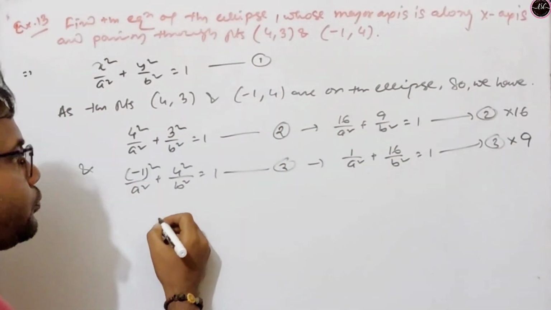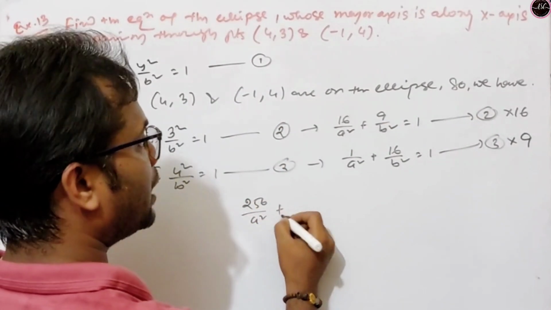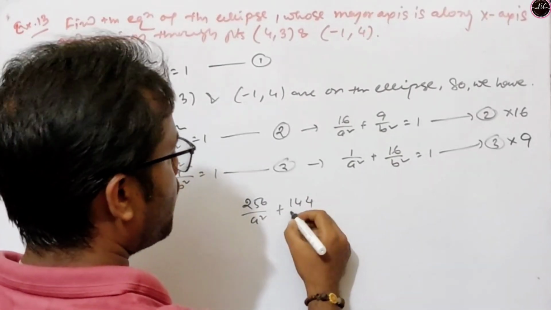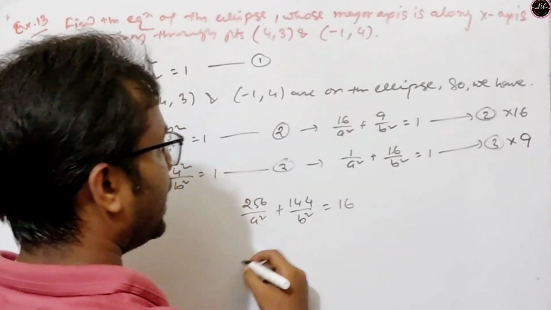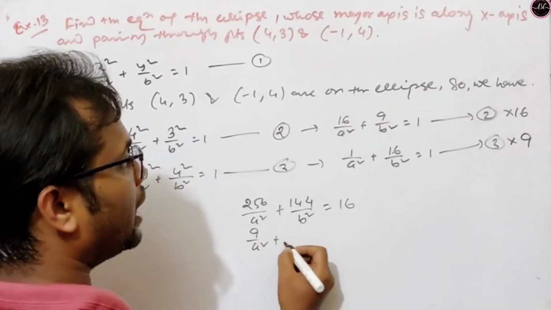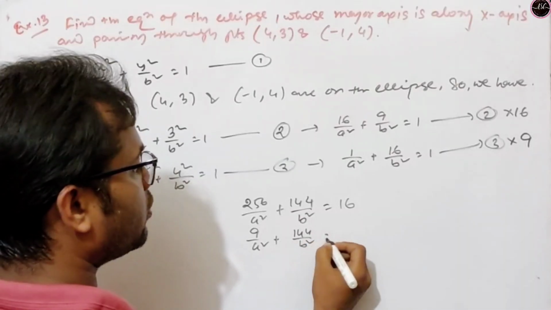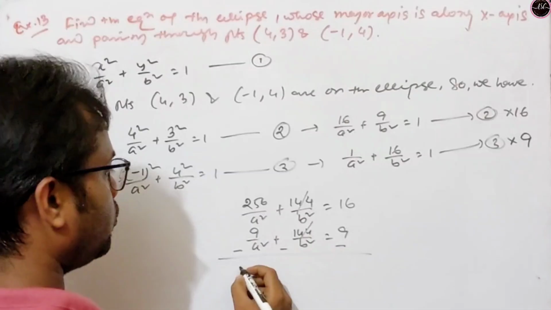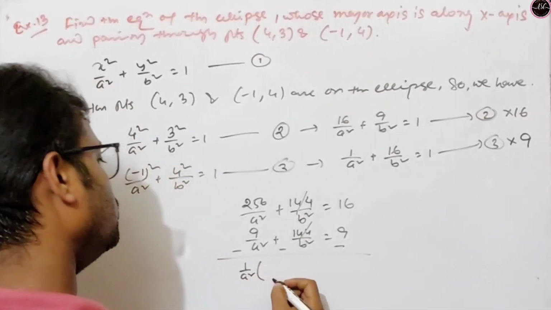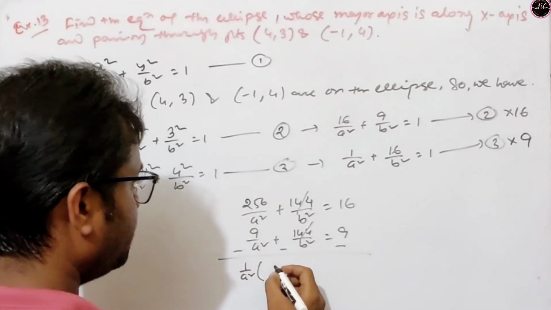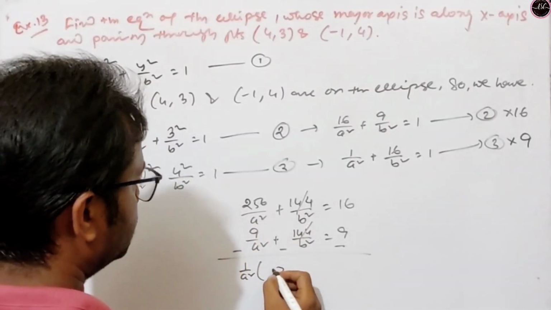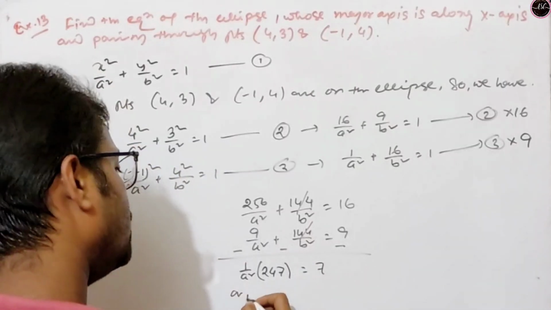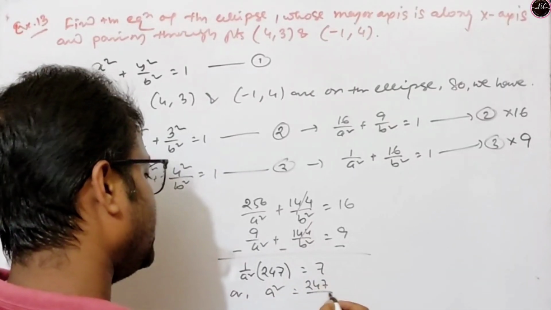We have 256 divided by a square plus 144 by b square equal to 16, and here 9 by a square plus 144 by b square equal to 9. So just subtract both, this will be cancelled out, and here we have 1 by a square into 256 minus 9, that means 247 equal to 7. Or a square equal to 247 divided by 7.